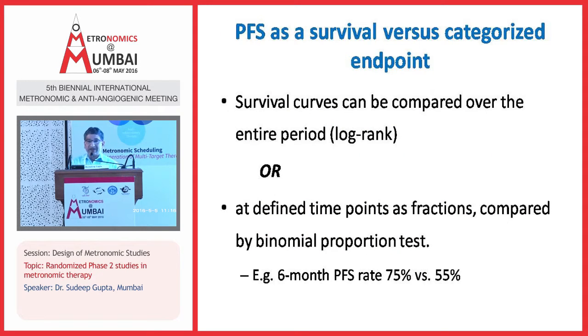But there is one more caveat in randomized phase 2 trials. Progression free survival can actually be categorized. So for example, instead of saying that you will compare the median progression free survivals in the 2 arms, you can say that you will measure the 3-month progression free survival or the 4-month progression free survival, and that is an actual percentage.